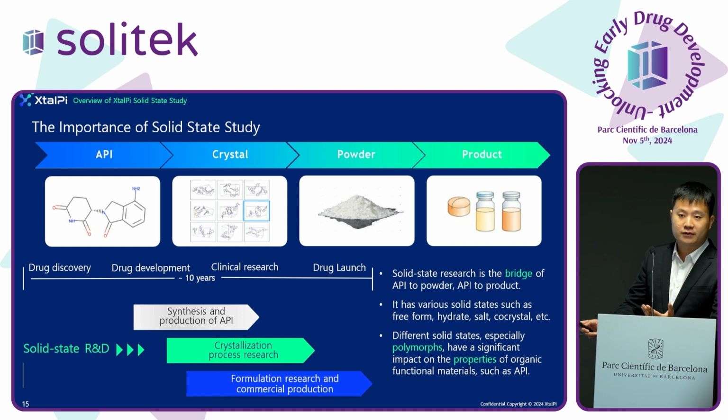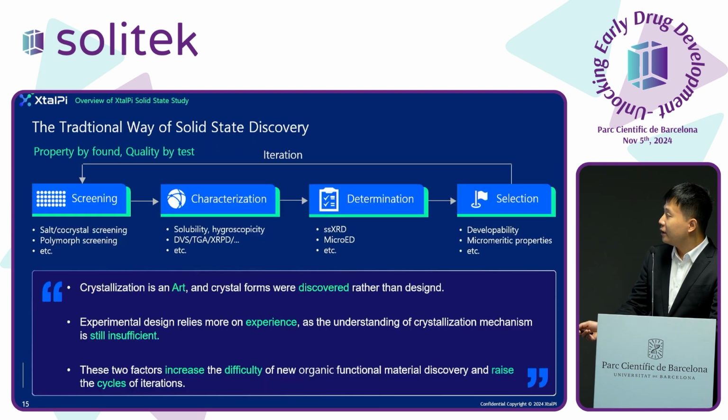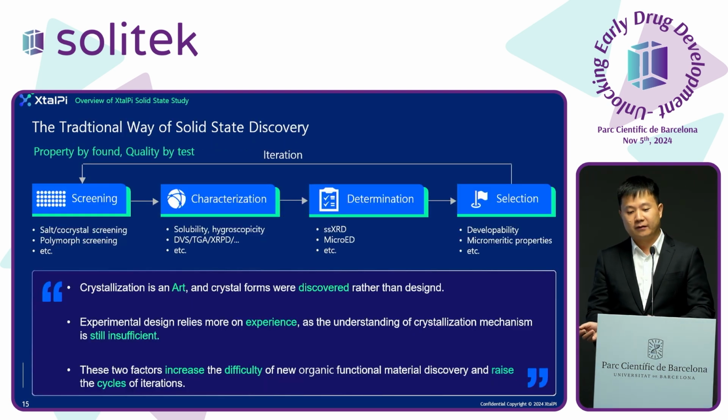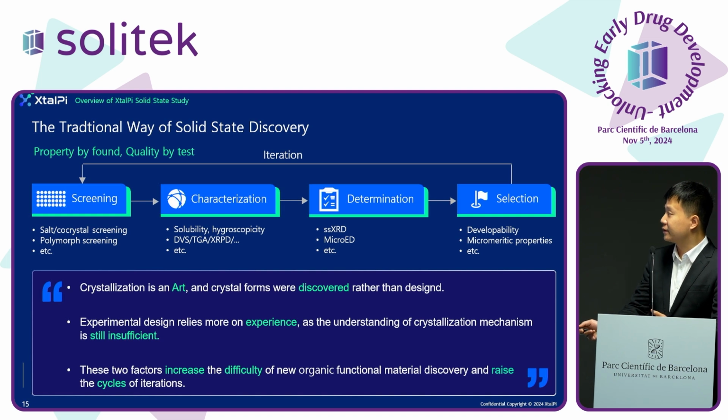And generally, for the solid state study, we hope to screen multiple polymorph solid forms and then evaluate systematically their properties and find out one form with suitable properties and also with good stabilities. So the traditional approach for the solid state study follows this procedure. First, we try to screen as many solid forms as possible by extensive crystallization, such as salt screening, co-crystal screening, polymorph screening.